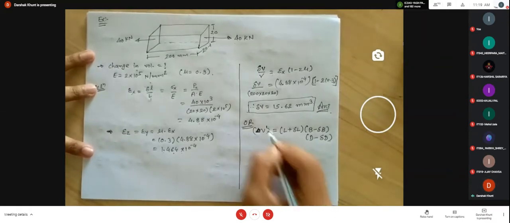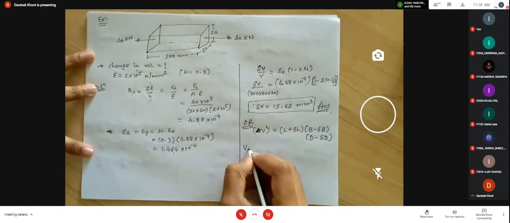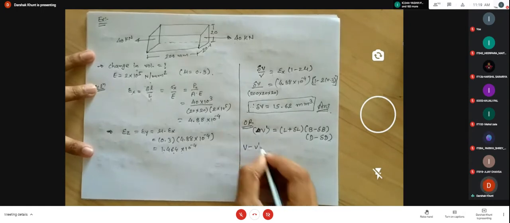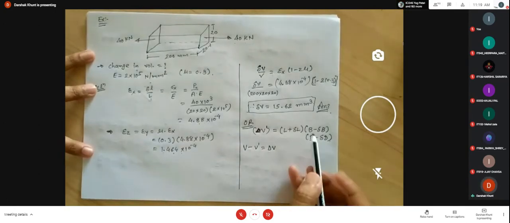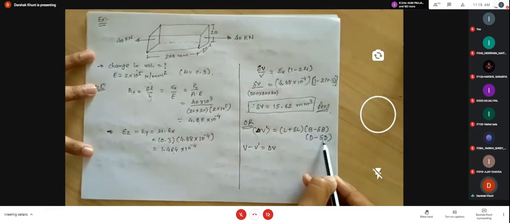That is the new volume. So V original volume minus new volume, that is the change in the volume. First of all, you have to find out the new volume, and for that you have to find out delta L, delta B, and delta D.